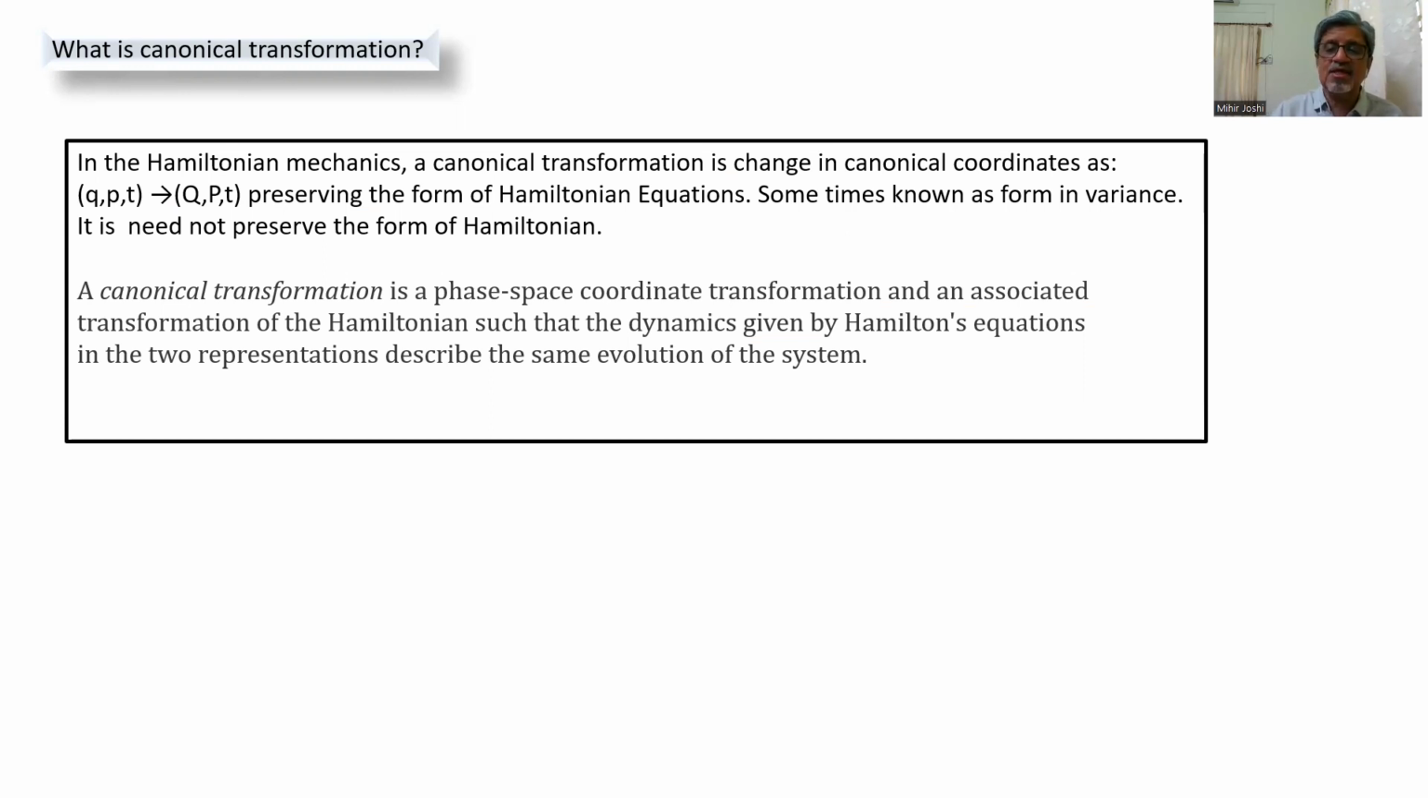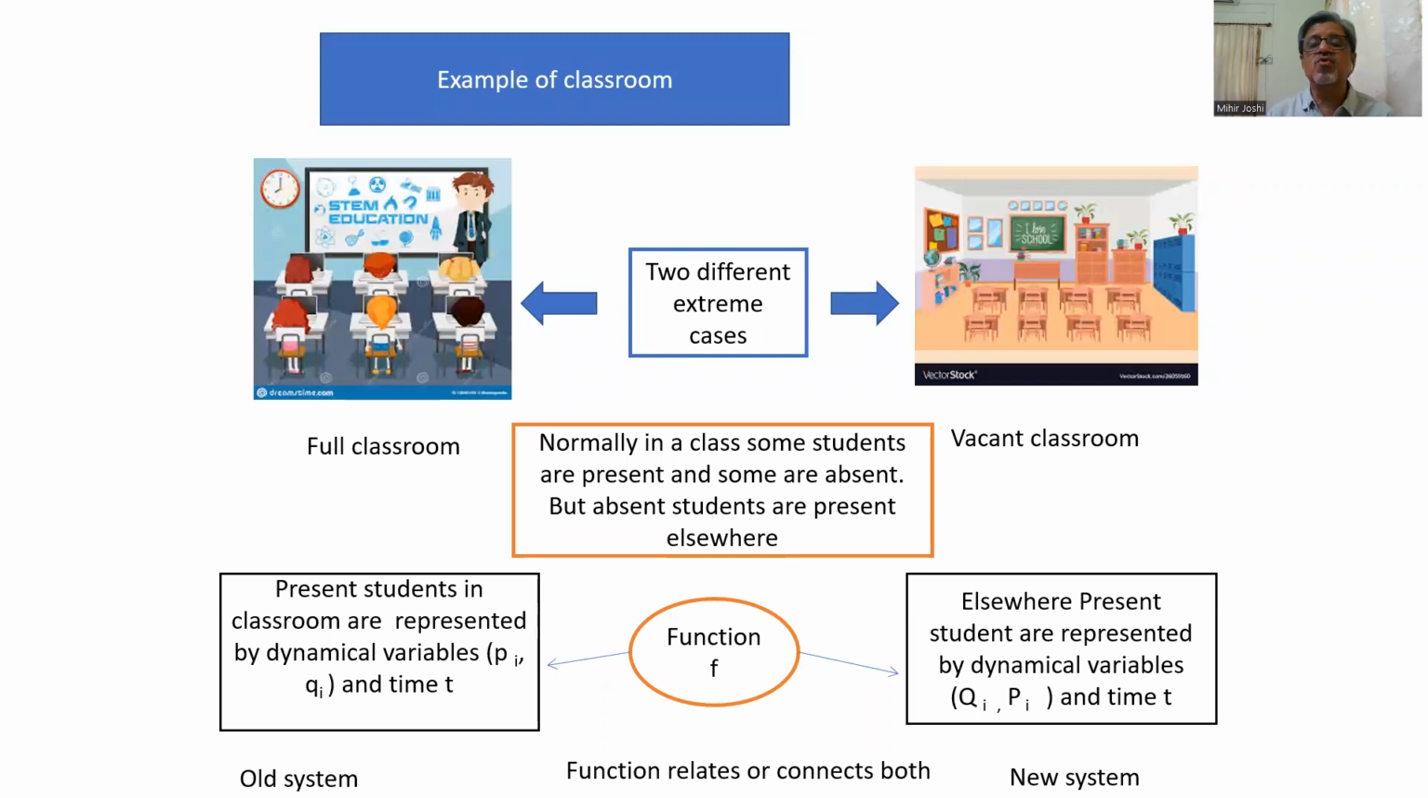Now we come to another slide. We take examples to understand the canonical transformation. Usually, for students, the textbooks have a typical language, and it is very difficult for students to digest. So I have taken examples. One example is a classroom, with two situations. In one, the classroom is full and all students are present. In the other, the classroom is completely vacant. These are two extreme conditions that are not usually observed.